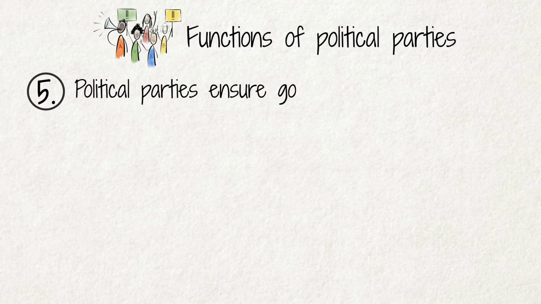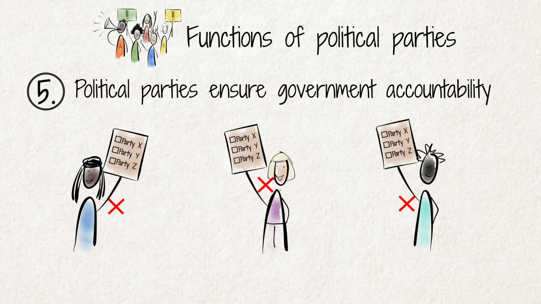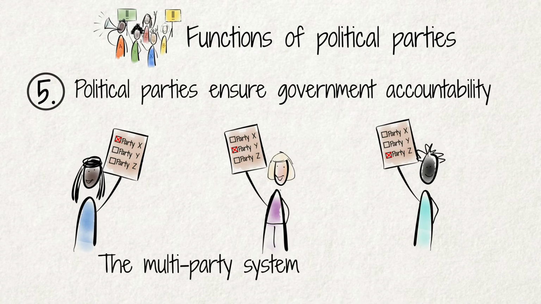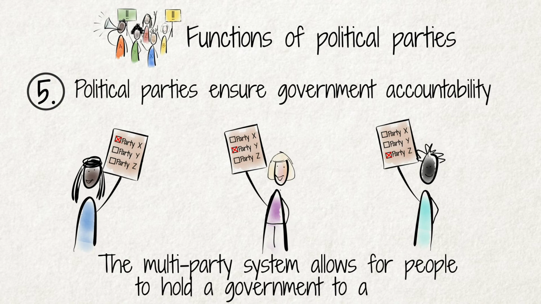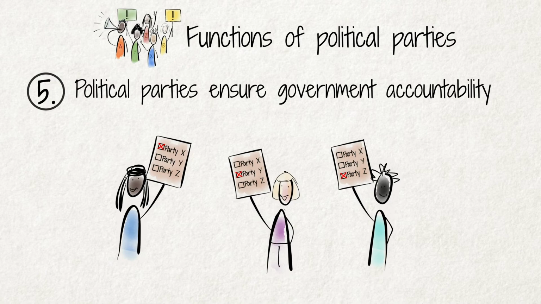Political parties ensure government accountability. Every citizen can choose amongst political parties and vote for the one that best represents his or her opinions and beliefs. The multi-party system allows for people to hold a government to account. Opposition parties can question government ministers in parliament or call for debates on contentious issues. Ultimately, if voters are dissatisfied with the performance of the ruling party or coalition government, they can vote it out of power and elect a different political party or coalition for government at the next election.